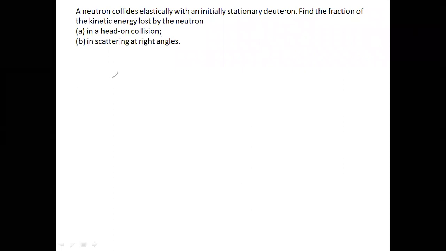Here we have a neutron which collides with another particle, that is a deuteron. So the striker is the neutron, and it collides with an initially stationary deuteron. Here you have m1 as 1, or you can write it as small m. And m2, which is the deuteron, will have a mass double that of the neutron, or you can write it as 2 times m.